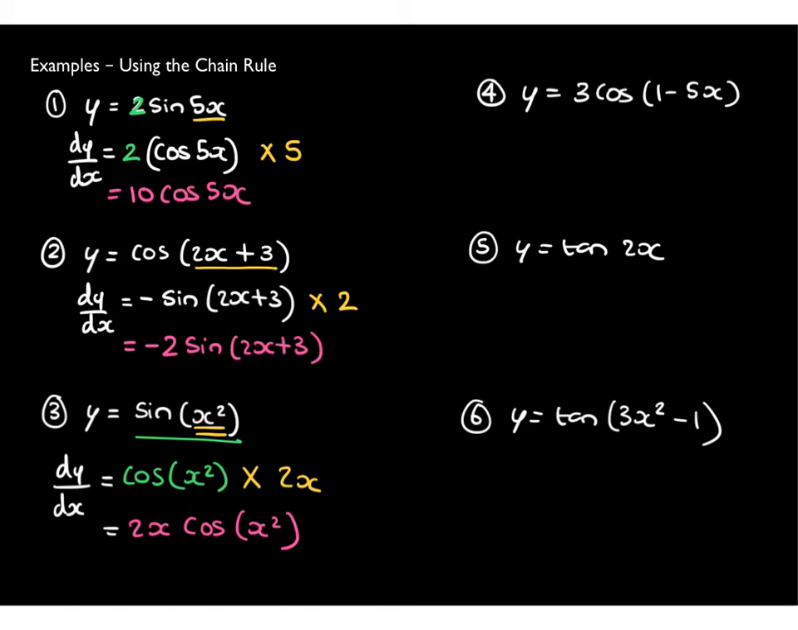Moving on to question 4, this is a cosine function. There is a constant of 3 at the front.